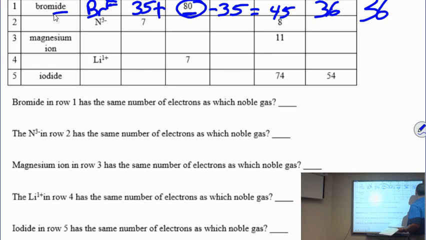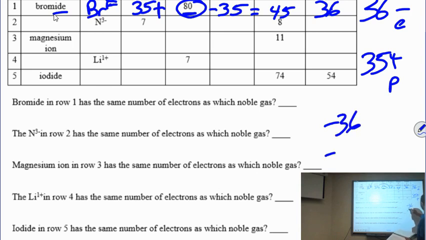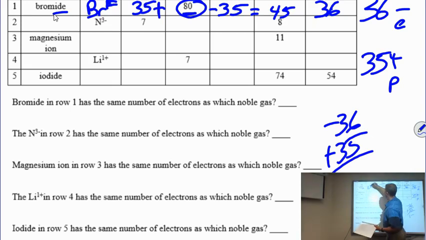So 36 negative charges, which are our electrons, 35 positive charges, which are protons. So if you have negative 36 and positive 35, you get a 1 negative, and that's what the symbol is for bromide, 1 negative. Why don't you go ahead and try the N3 minus 1, and then I'll reveal some answers.